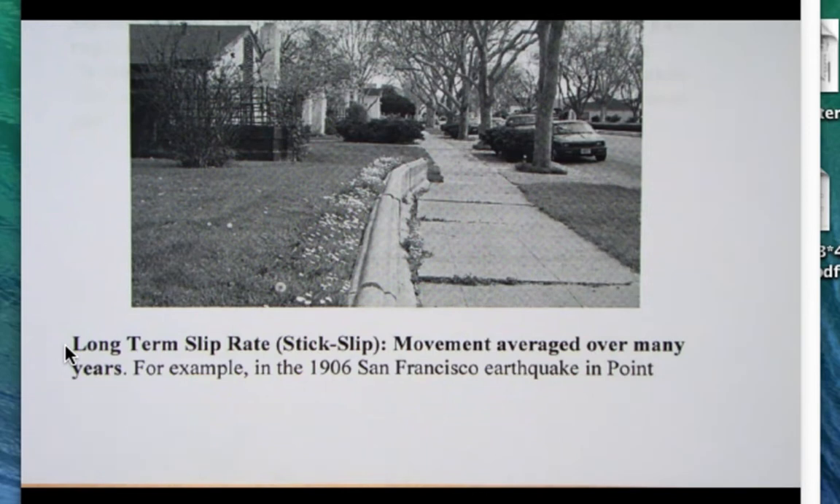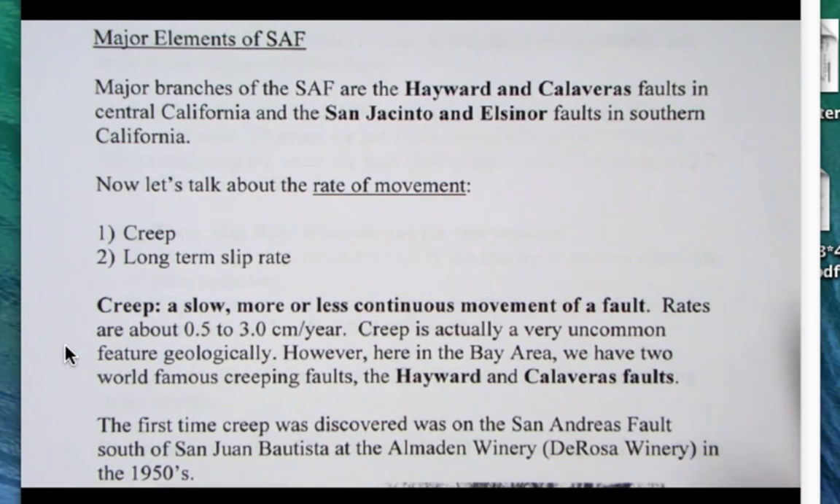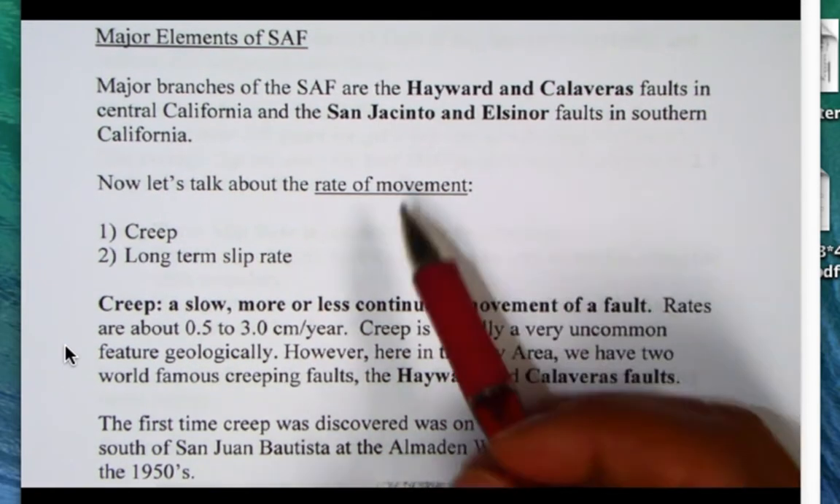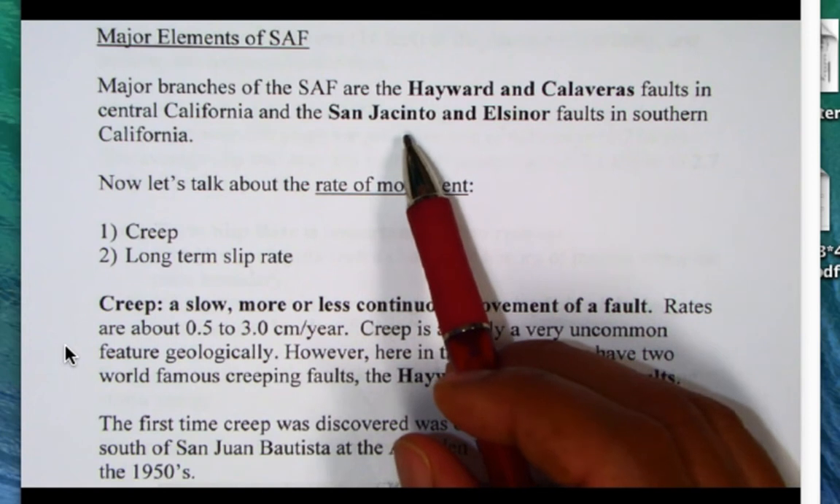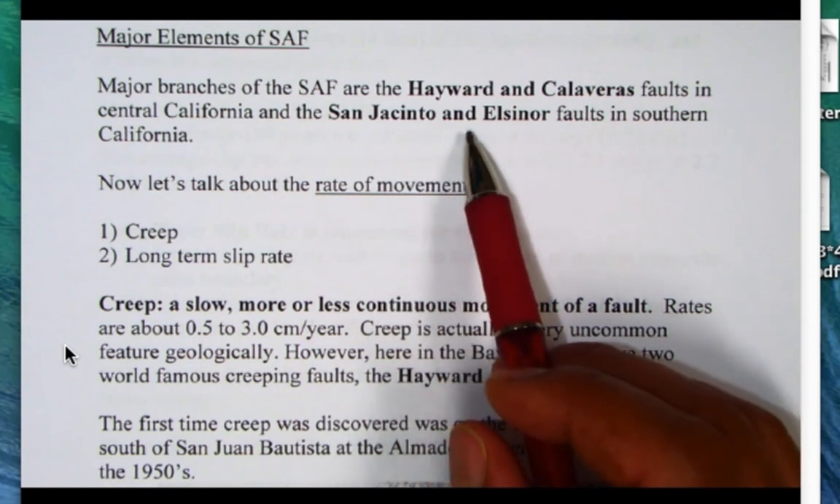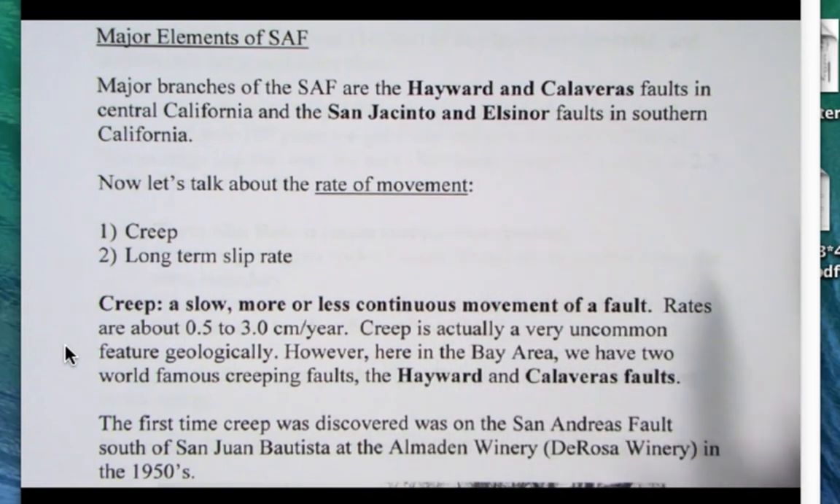Now, let's look at some major elements of the San Andreas Fault. So in Northern California, the two important faults besides the San Andreas are the Hayward and the Calaveras faults. And then if you go down into Southern California, there's one called the San Jacinto Fault, which is over near Palm Springs and Indio and those areas. And then the Elsinore Fault, which is a little bit to the northwest of that in Southern California. Those are segments that also occur in Southern California.